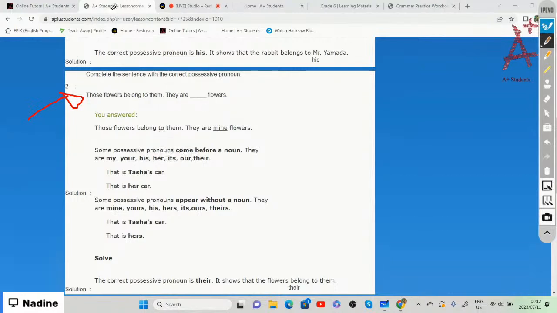If something belongs to them, we need to choose the correct possessive pronoun. Over here they're saying they are mine flowers, which is incorrect, right? So you don't say those are mine flowers, right? Because if those flowers belong to them, then they are their flowers. Something that belongs to them, it's theirs, right? So they are their flowers, right?